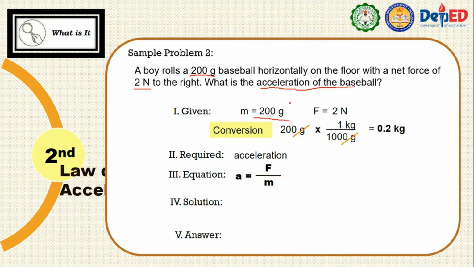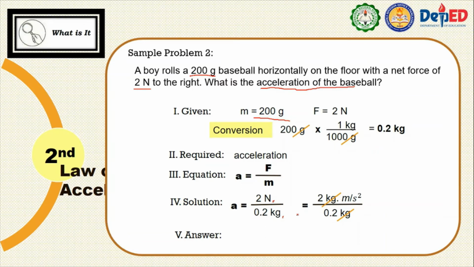Acceleration is equal to force divided by mass. Step 4. Solution. I-substitute natin ang given doon sa formula. So, ang value ng force is 2 Newton at ang value ng mass is 0.2 kilogram. Para ma-cancel out ang unit, expand natin ang Newton. So, that is equal to kilogram meter per second squared. Cancel out ang kilogram, ang maiiwan is meter per second squared.